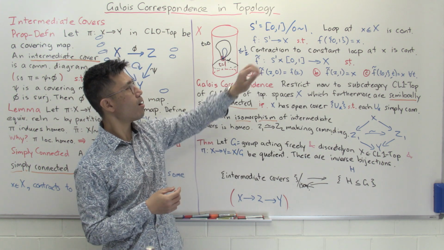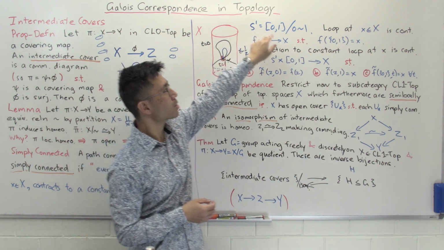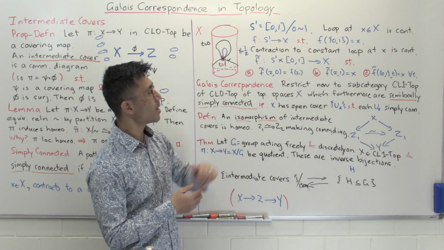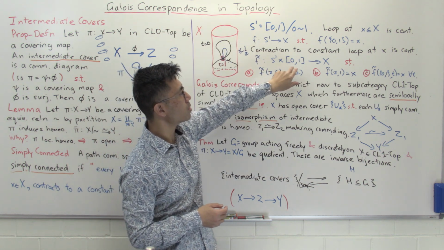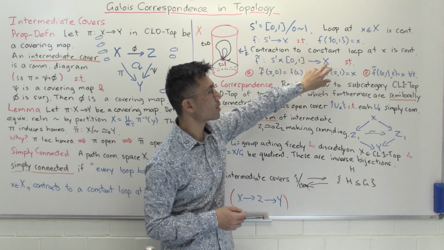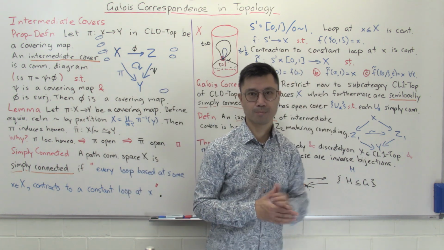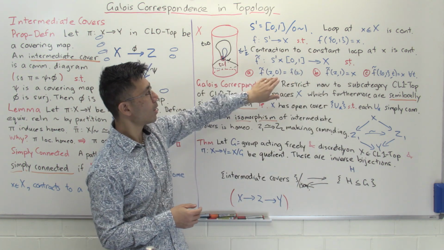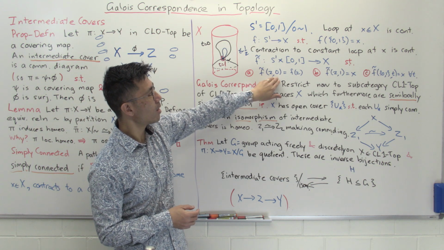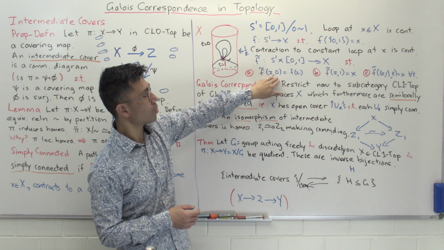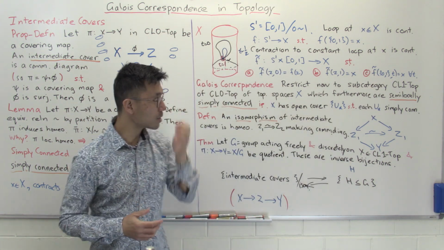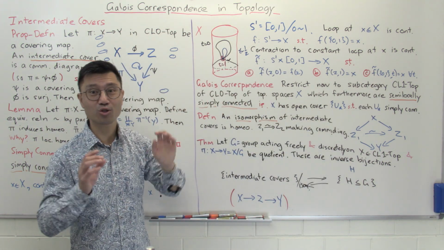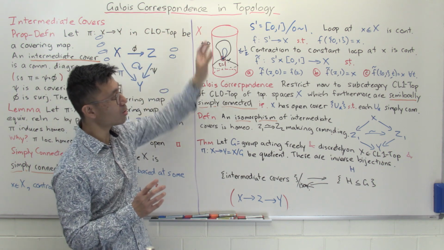So for every loop, this continuous function, you can lift it to a continuous function from S1 cross [0, 1] to X with these properties. Lifting means that it starts here like this, so that's what you see there, and it also has these properties. Now we can move on to describe the actual Galois correspondence in topology.